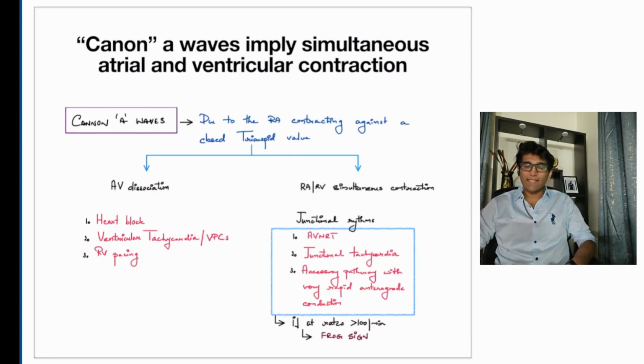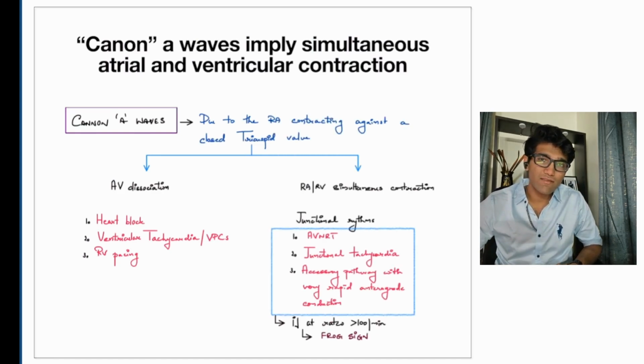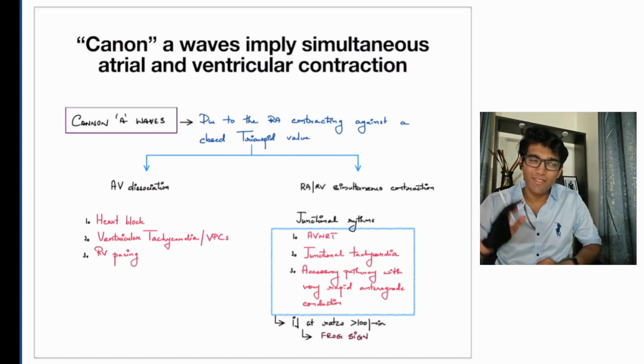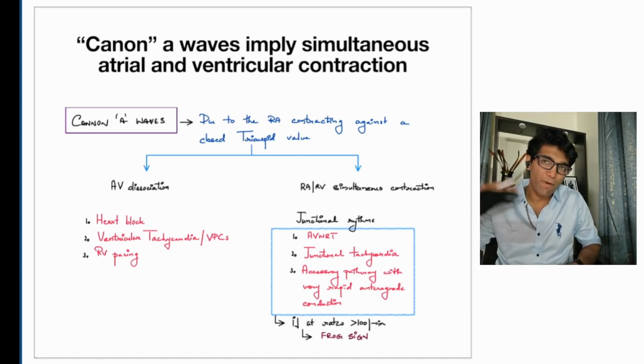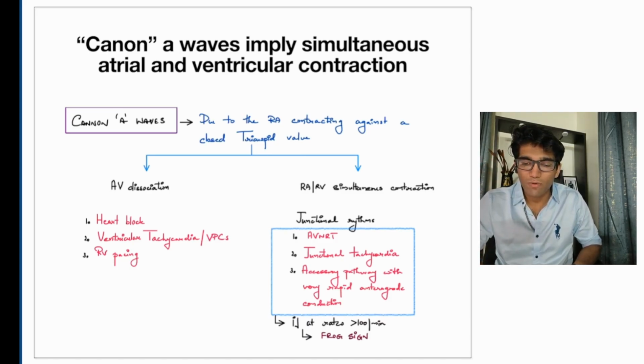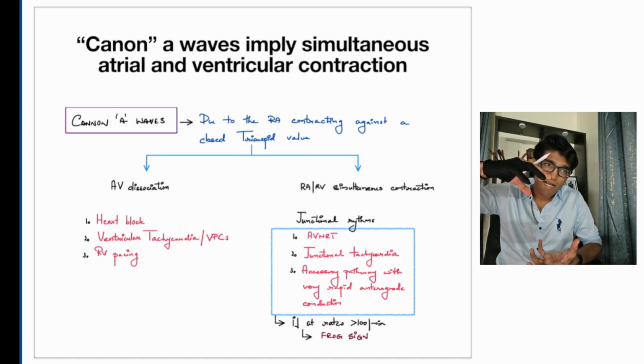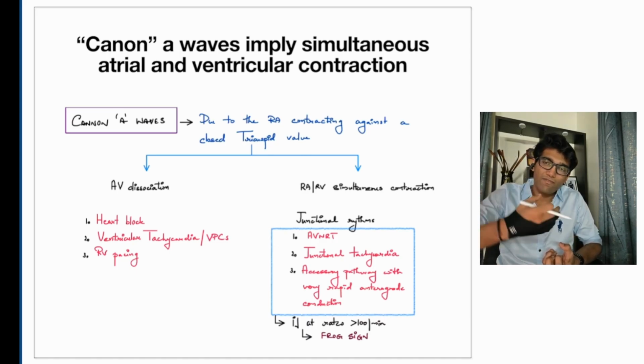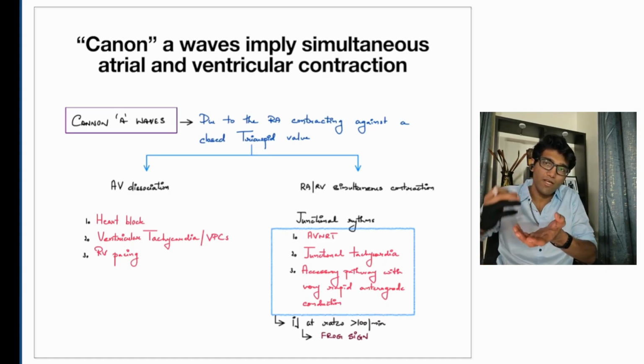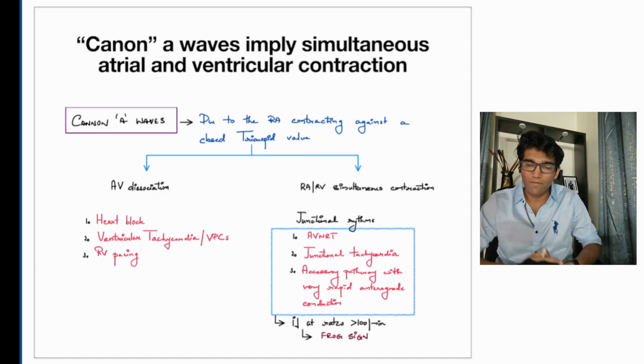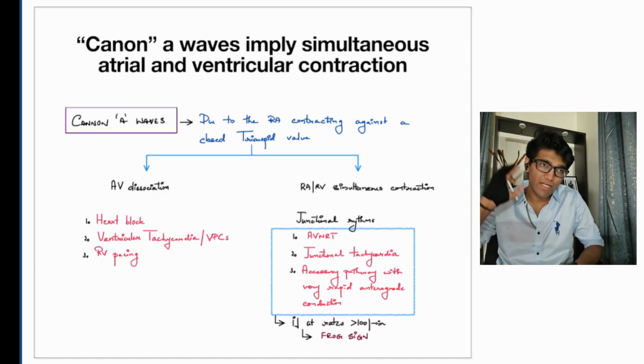Now there is another entity known as Cannon A waves, which are very large A waves. Even somebody who has never really seen a JVP properly will be able to see these waves. Okay, they hop up and down and correspond to your atrial contraction. So this happens when an atrium contracts against a contracting ventricle because the valve in between is completely closed. Okay, so if the atrium contracts against a closed AV valve, all of the blood will shoot into the superior vena cava and inferior vena cava, and then into the internal jugular vein.